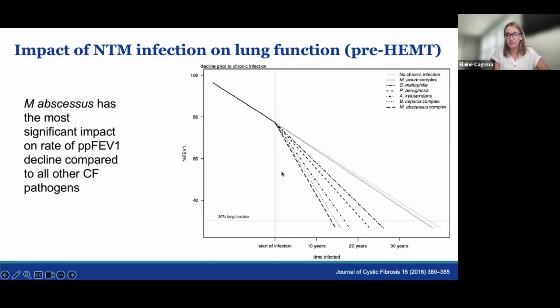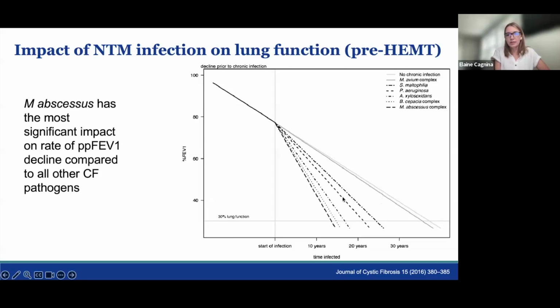If you look at this graph, it is a hypothetical graph based on data they collected: if you acquired the organism at this point in time, this is the expected rate of decline without any concomitant infections. But if you acquired the organism at this time, what would happen to your lung function? Again, this is no chronic infection. You would expect ongoing decline over time. MAVM, or MAC, doesn't have a significant effect on your lung function. It's better tolerated.